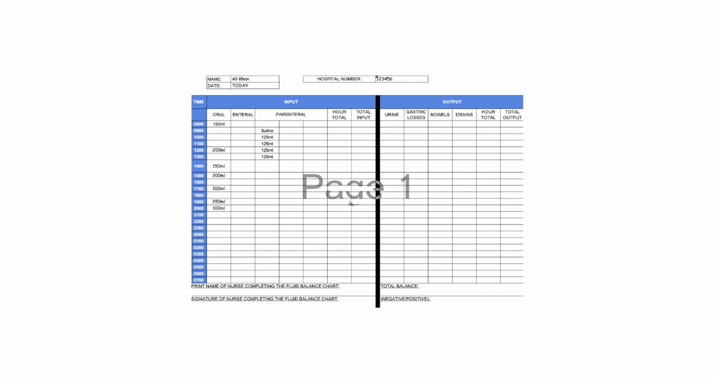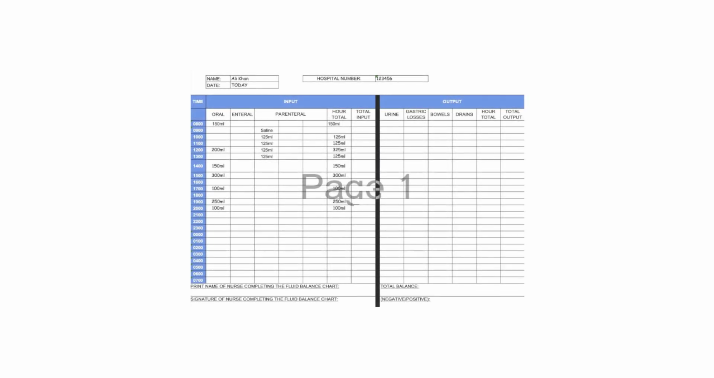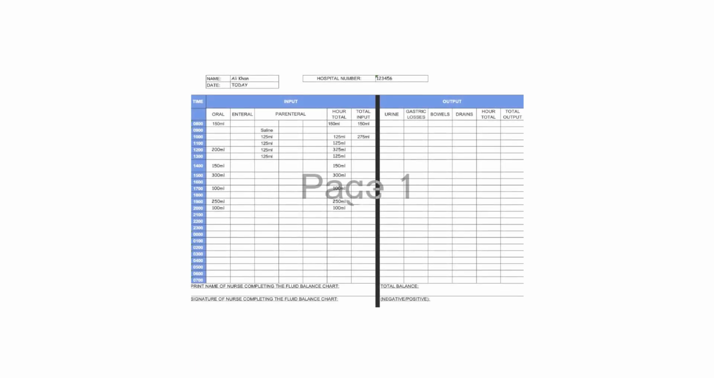The next step in the completion of the fluid balance is to work out your hour total. This is completed by adding together all your totals for each hour. Once you have your hour total, you can complete your total input. This is done by adding together your hour total to your previous total input.